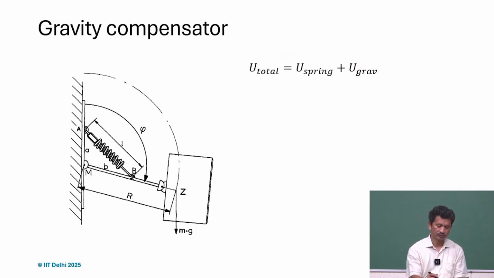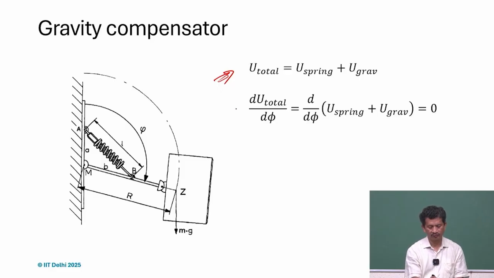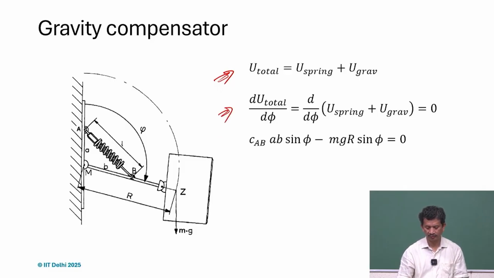If you want the derivative of the total energy, we can simply sum and equate it to 0. So for the spring, this is C_AB times AB sin phi. For the gravity term, it is minus mgr sin phi, and that is equal to 0.